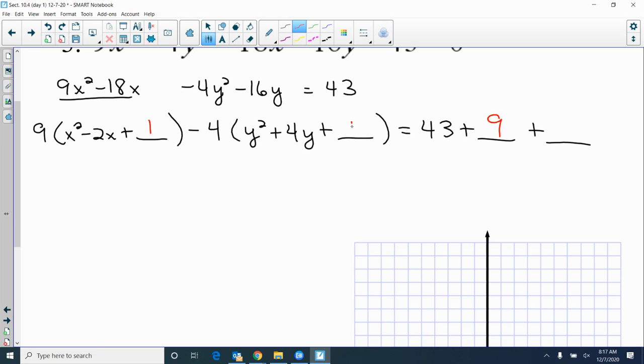And now you square it, you get 4. Okay, what do I have to put on that other side? Negative 16, because you're multiplying negative 4 times 4. So that's got to be negative 16. Now, that gives me 9(x - 1)^2 - 4(y + 2)^2.